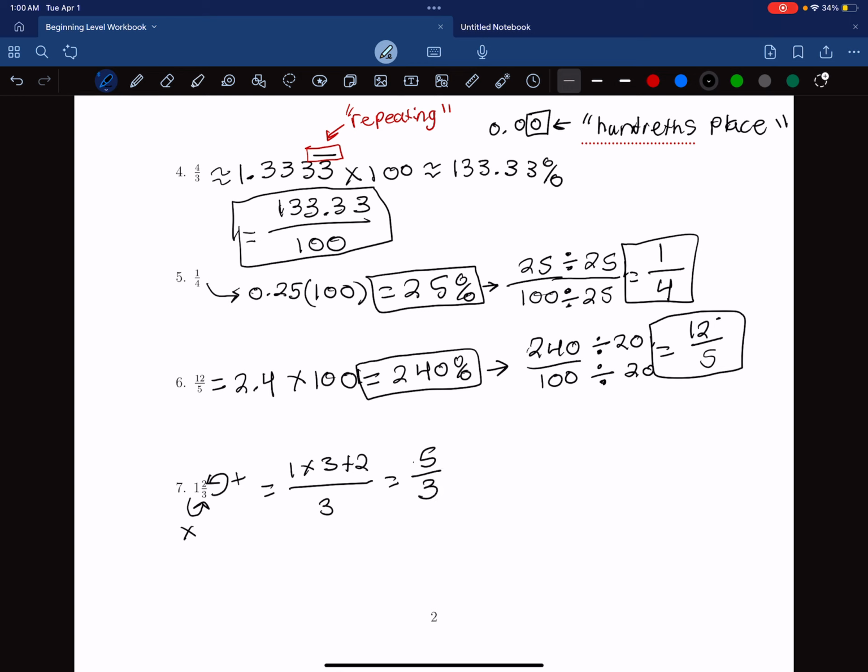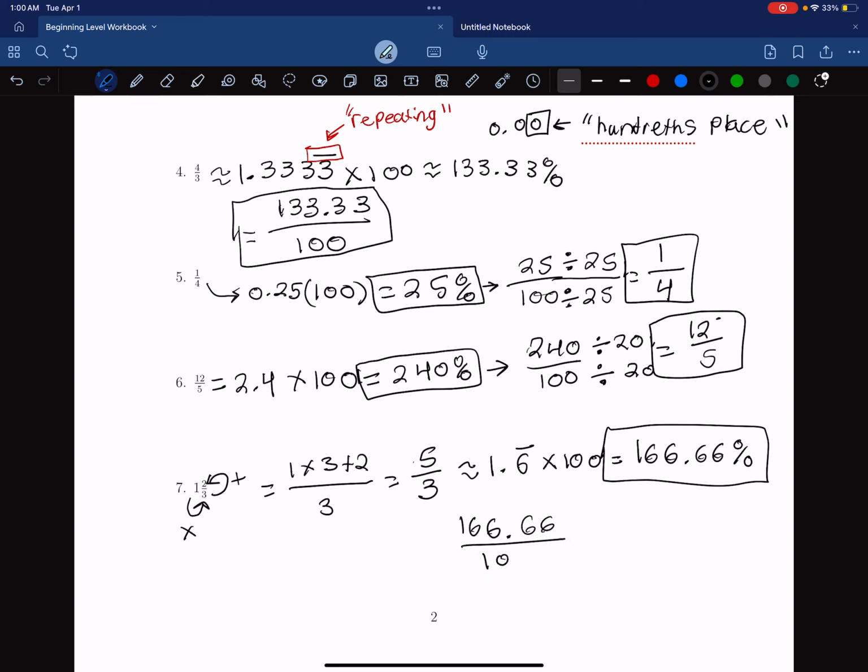So now that we got the fraction form, we're going to take this and find the decimal approximation. And the decimal is approximately 1.6 repeating. And then we're going to multiply that by 100 to get our percentage, which is 166.66%. And then now to convert this back into a fraction, we're just going to simply do 166.66 and divide that by 100.